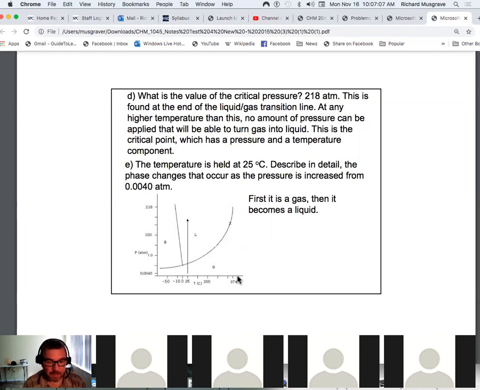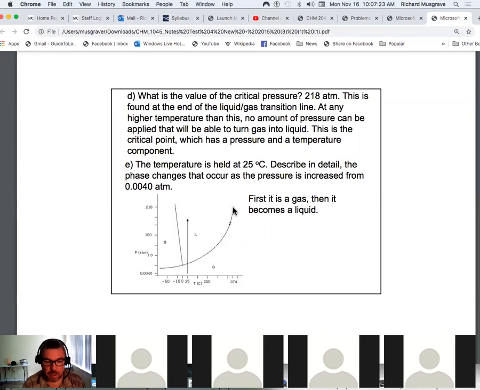It's going to remain a gas. That's the critical point. So if I'm over here at 400 degrees, there's absolutely no pressure I can put on this gas to turn it back into a liquid. That's what makes it the critical point. The critical point, though, is the end of the line.